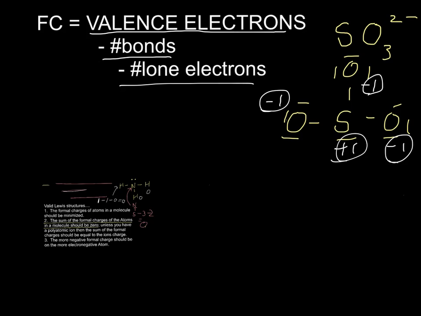So what's the total formal charge? So what's the sum of the charges for my molecule? Well, I have 3 oxygens at -1 each, and then I have 1 sulfur at +1, so the sum of my formal charges is -2. So is my Lewis structure valid? Have I made a mistake? No, my Lewis structure is still valid.